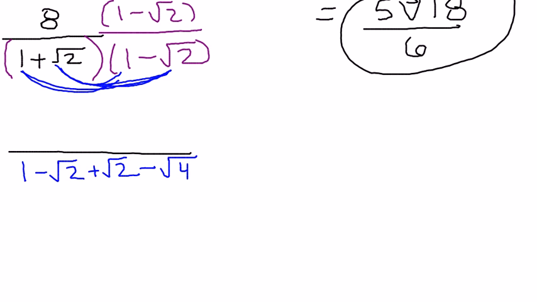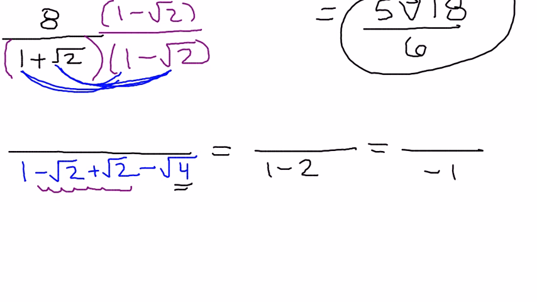Now you see there are square roots in my products. However, I've got nice things, right? What do I have that's nice? Well, these square roots of 2, they're opposites. I've got a negative and a positive. They cancel each other out, right? So I've got the 1. Now the square root of 4, that's nice because the square root of 4 is 2. So my denominator becomes 1 minus 2, or negative 1.